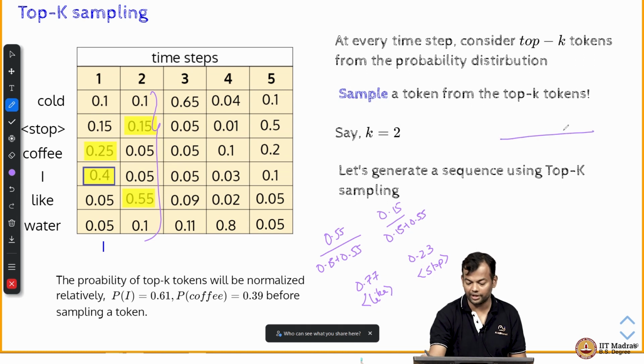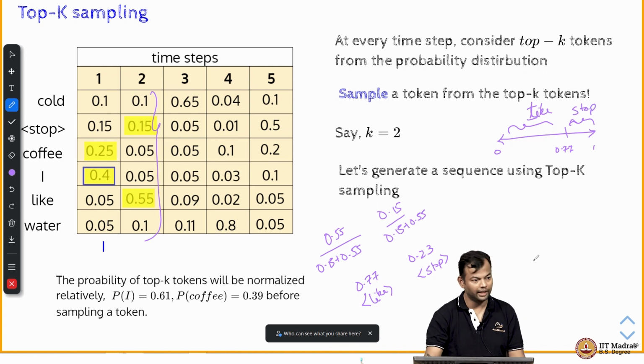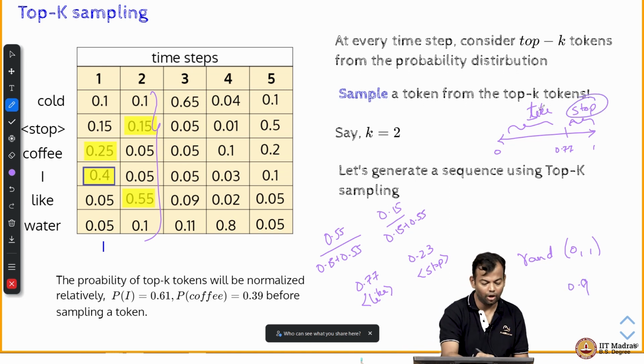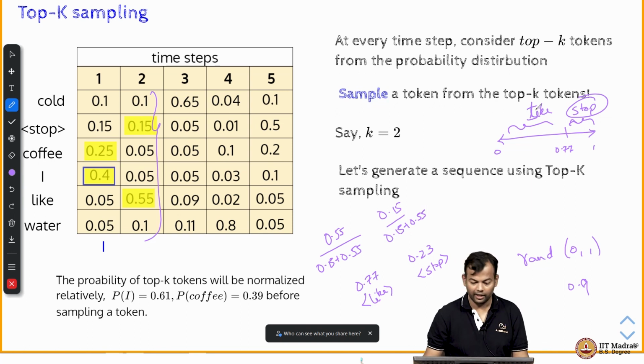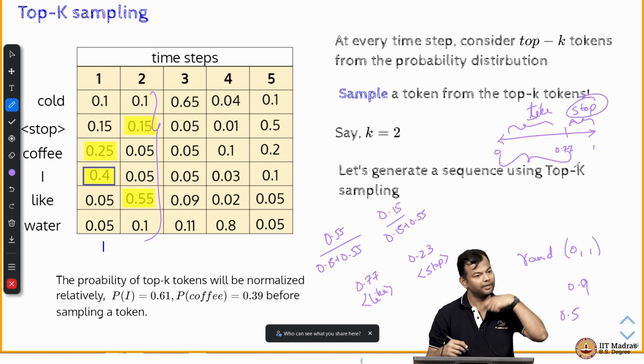So again my picture looks like this. My number line between 0 and 1 has been divided into two spaces. Up to 0.77 belongs to like, and the rest belongs to stop. Then I again call my random number generator between 0 and 1, and maybe it generated 0.9, in which case I will output stop and hence my sequence will stop there. Does that make sense? Maybe the next time I call it, the random number generated is 0.5, then I am in the space of like, so I will generate like as the token.